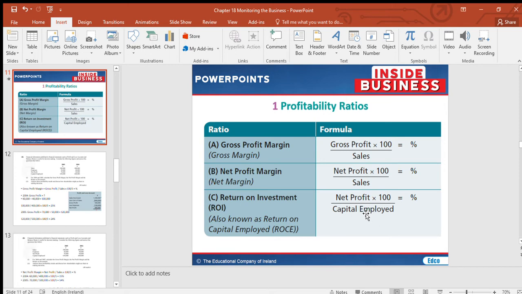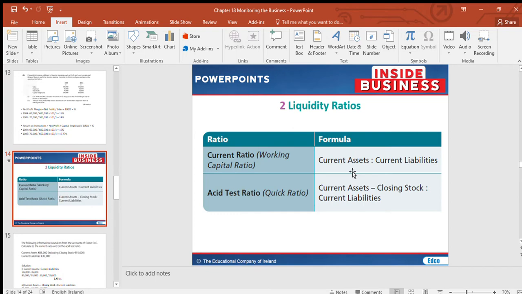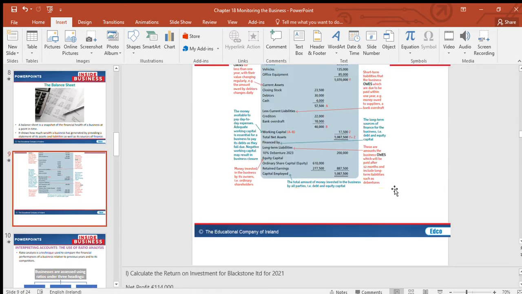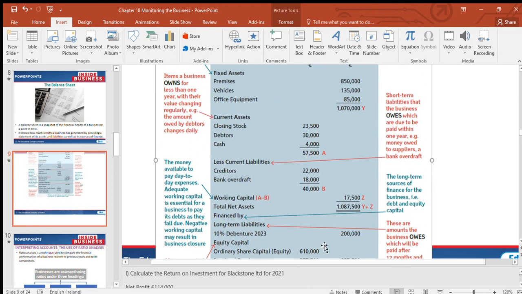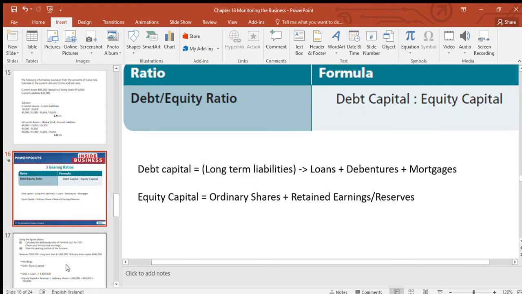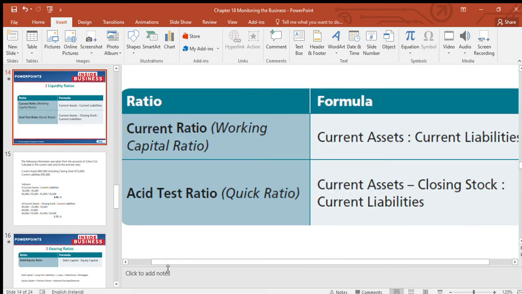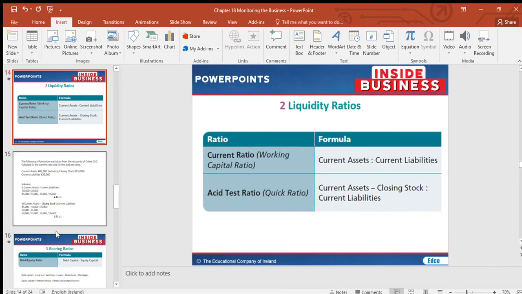Capital employed, we said, was the bottom of the balance sheet. That's how you get that figure. Your current assets, your current liabilities and your closing stock will be given in your balance sheet here. This is your current assets. This is the closing stock. This is the current liabilities. So that's the current liability total, current asset total, closing stock. If you're trying to calculate that, that's where you get the figures from. Just going to zoom out. These shouldn't be difficult to calculate because generally the figures are given in the question.